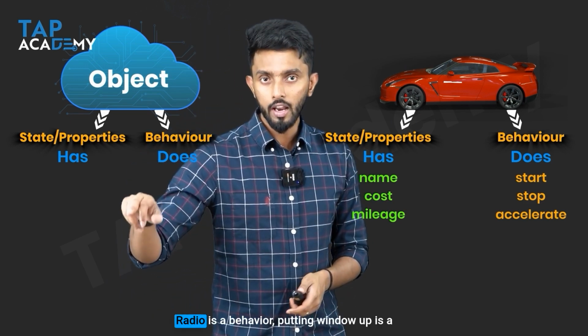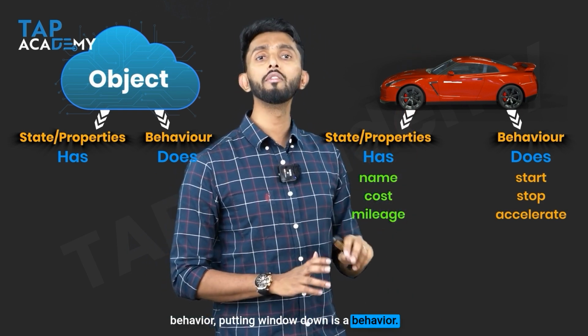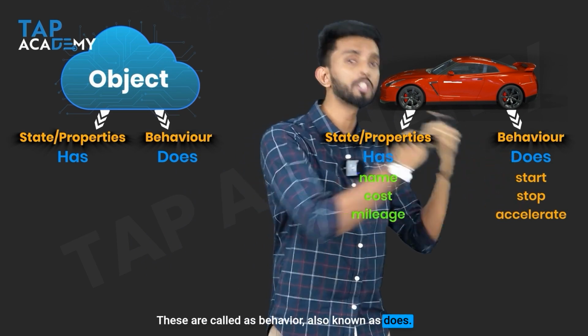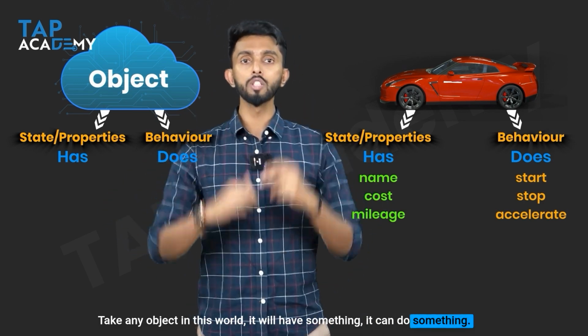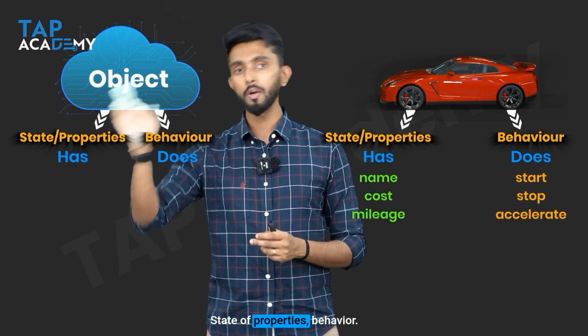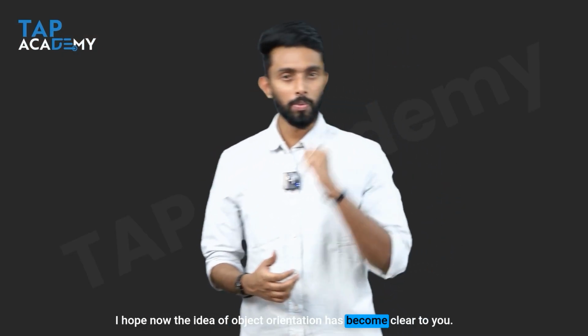Why all that? Radio is a behavior. Putting window up is a behavior. Putting window down is a behavior. These are called behavior, also known as does. Take any object in this world. It will have something, it can do something. Has, does. State of properties, behavior. I hope now the idea of object orientation has become clear to you.